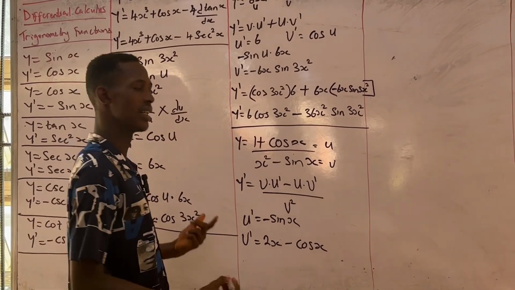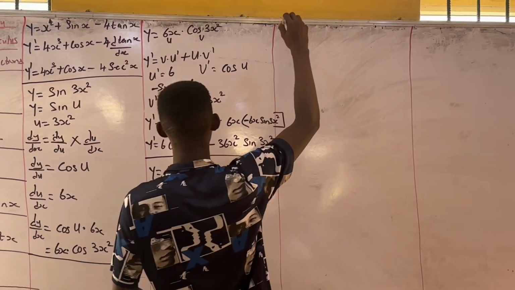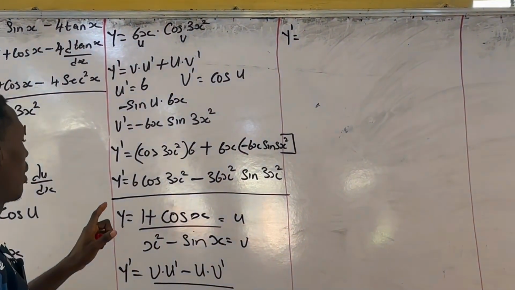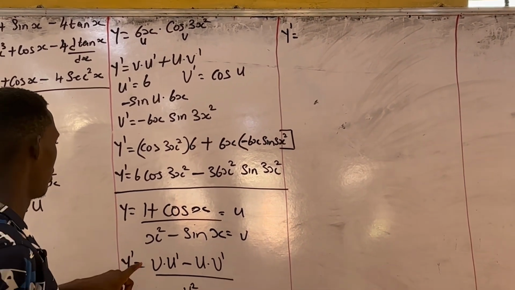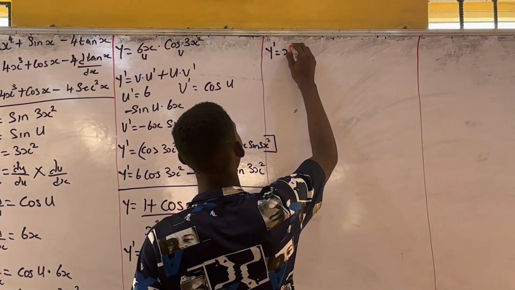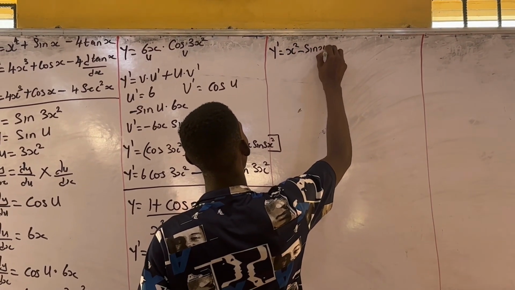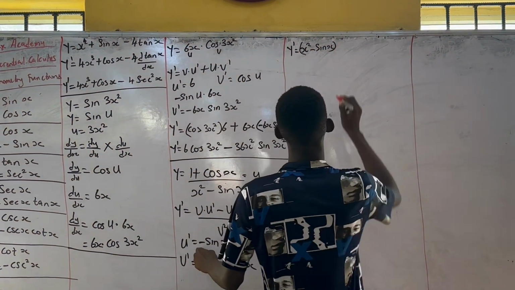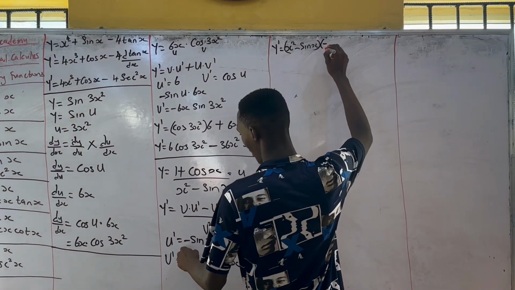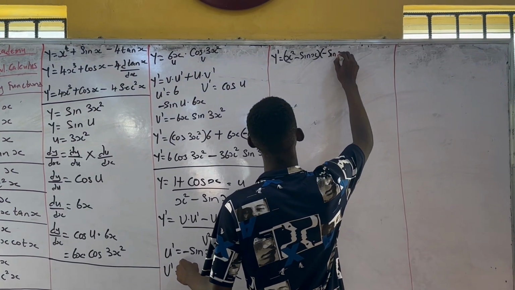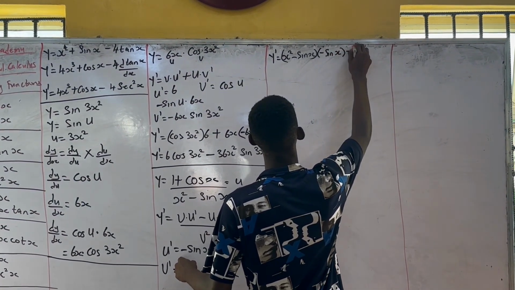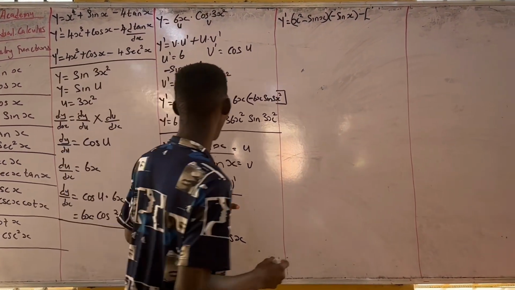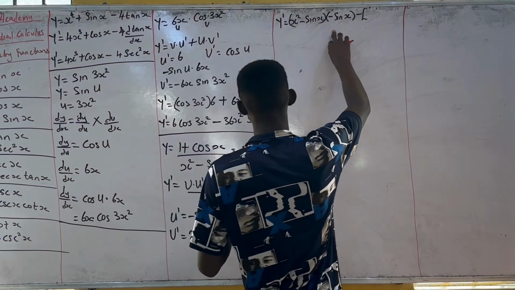So since we have gotten our u and our v, and our u derivative and our v derivative, then you can say that our y derivative is equal to what? v, which is what? Our x squared minus sine x in brackets times our u derivative. What's our u derivative? Minus, let's bracket, minus sine x, minus, let's open a big bracket because we are dealing with more than one variable. Our u, this is our what? v du. Then our u is what?